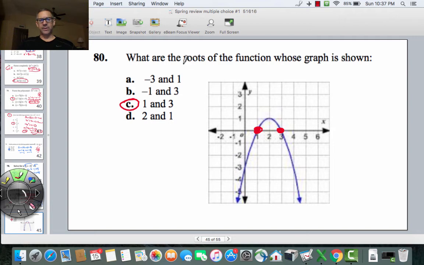The roots, that's about the easiest question. Where does this graph cross the x-axis? So that's at 1 and 3.